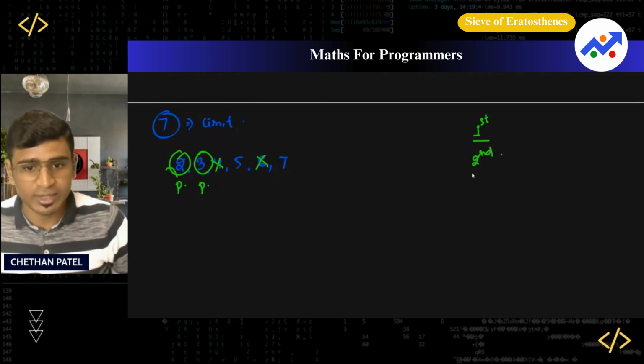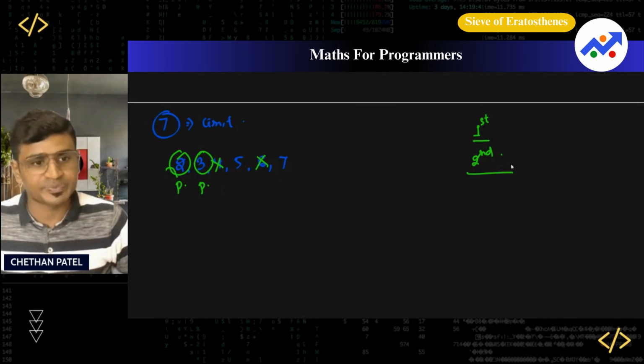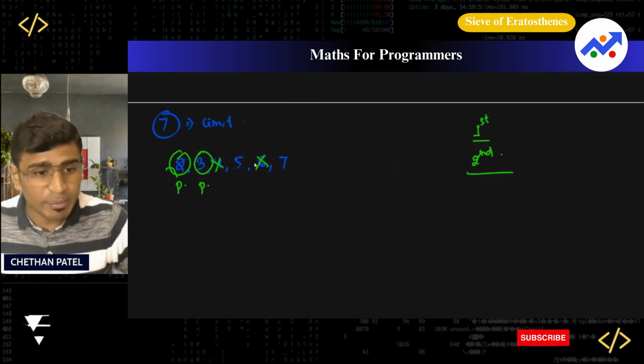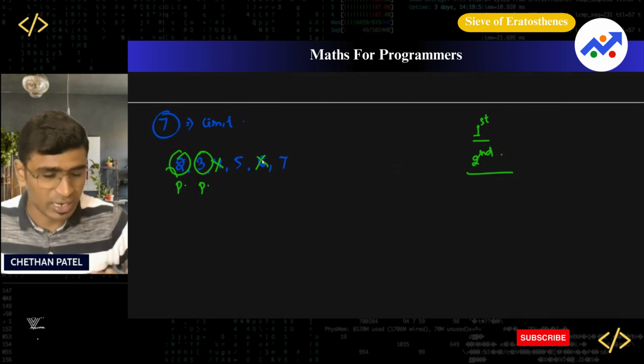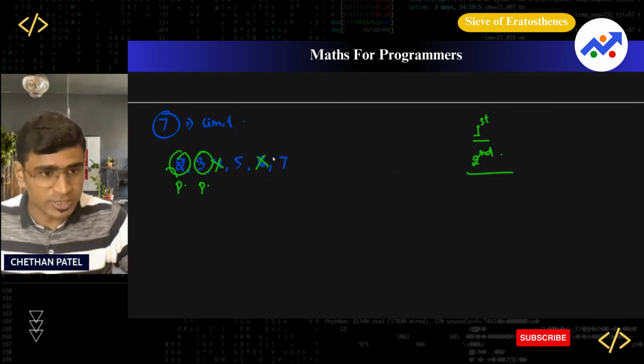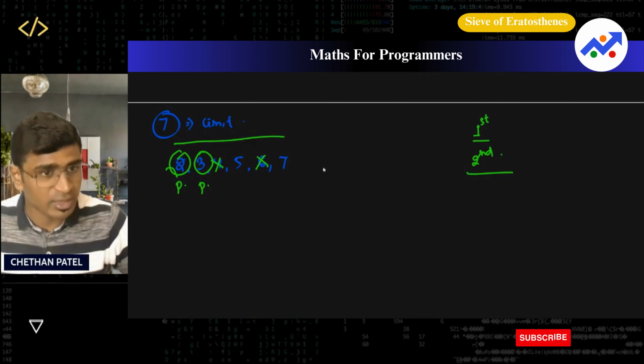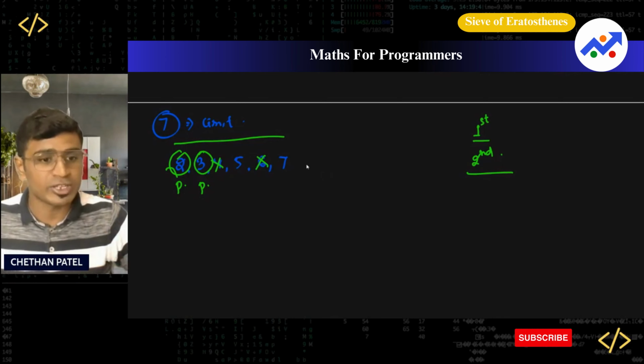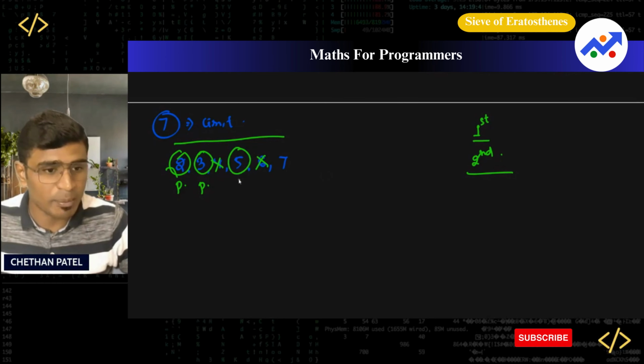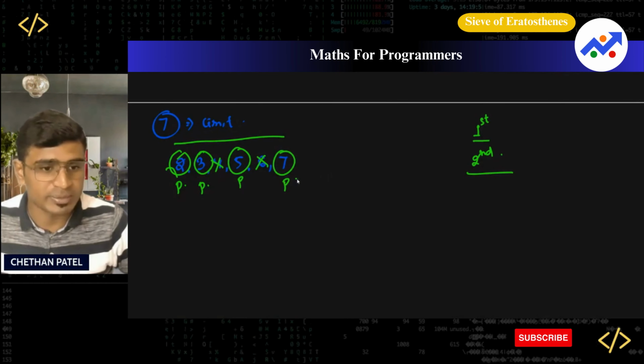Okay, fine. Since we couldn't mark anything over here, we need to stop. The remaining numbers present in this particular range are essentially prime, so we don't need to do anything. You just go and mark them as prime.